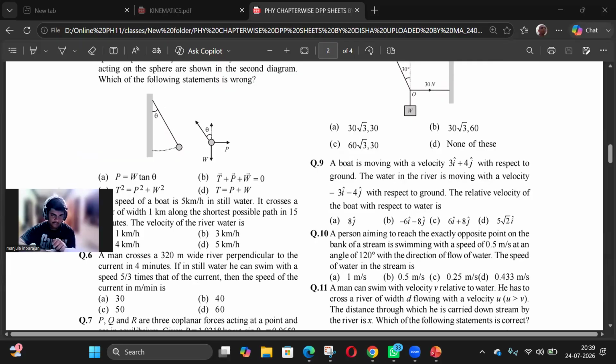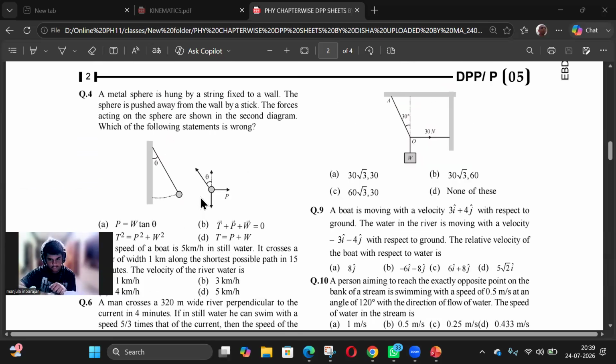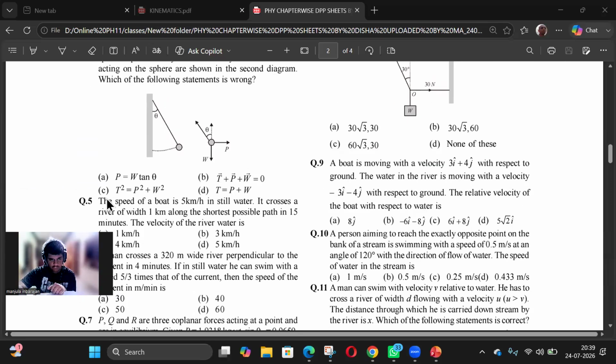Question 4. So B and C are true. B is true because the total net force is the vector sum of the forces, which should be 0. P and W will have a resultant which is the square root of P square plus W square. That should balance this T. Or I can say T should balance the square root of P square plus W square, because the sum of P and W will be here.